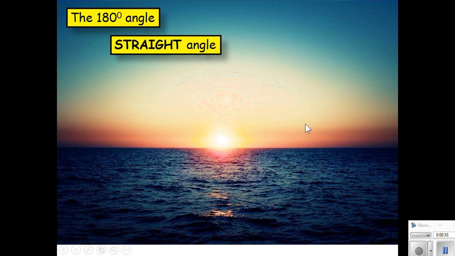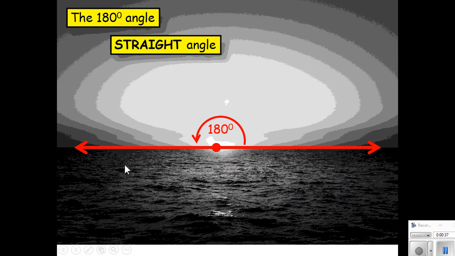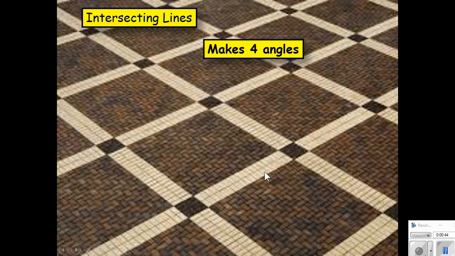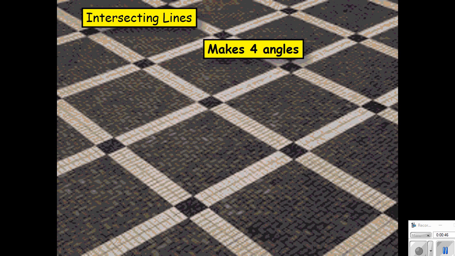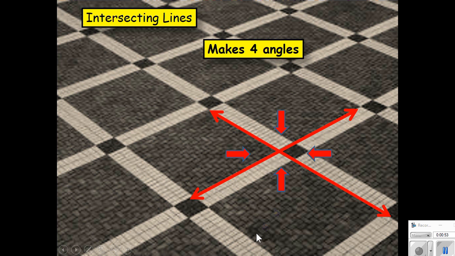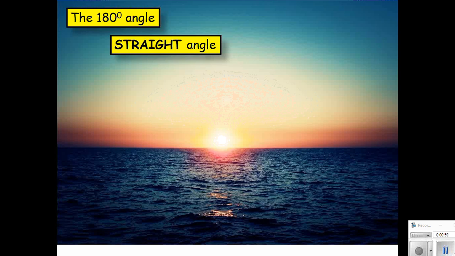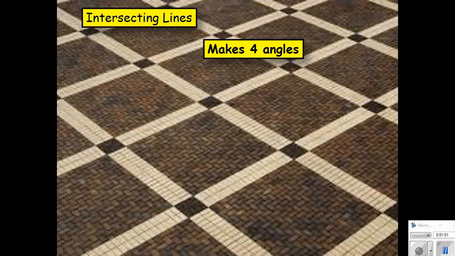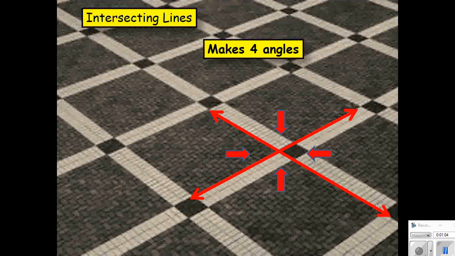The other one that's very common that we run into is 180 degrees, or a straight angle. It's just anything that's basically a straight line. We just call that 180 degrees. The third thing that we run into very commonly are intersecting lines. Here, we see an example where we have intersecting lines and they make four different angles. Most of the angle topics that we'll talk about the entire year boil down to one of these three: either 90-degree angles, straight angles, or two lines intersecting making four angles.